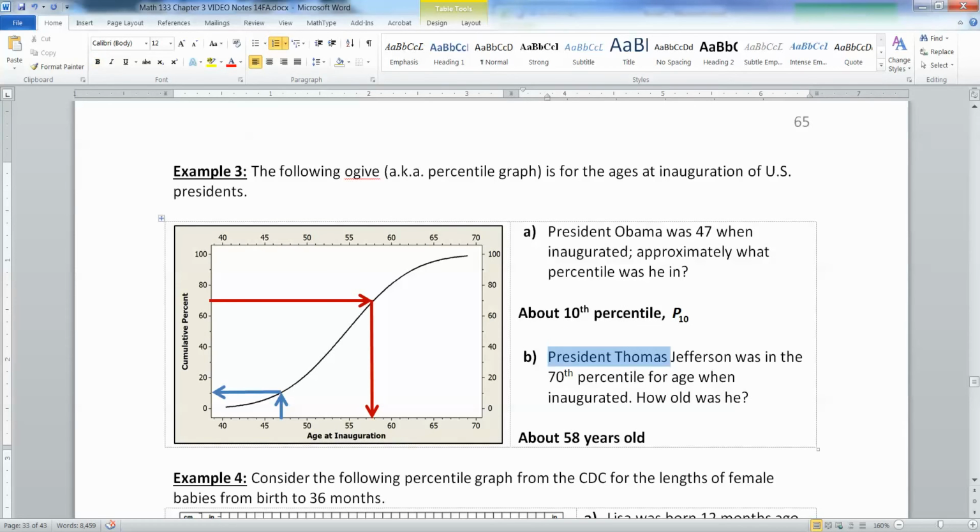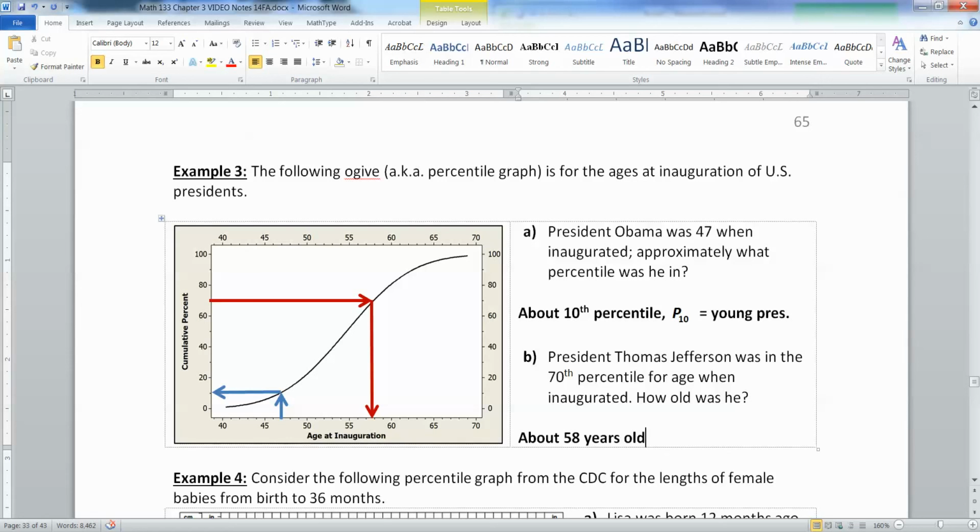All right, President Thomas Jefferson was in the 70th percentile for age, so he was an older president. By the way, notice that President Obama was a younger president, right? Young president, because he's in only the 10th percentile. Right? So President Thomas Jefferson was an older president. He's in the 70th percentile, so he's more than half, right? Kind of above the 50th percentile, 50th being the median.